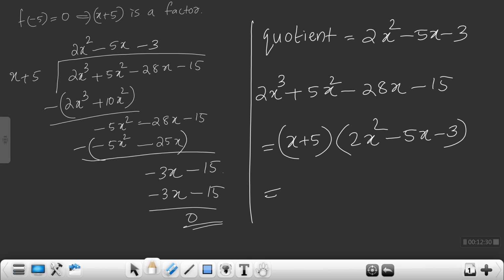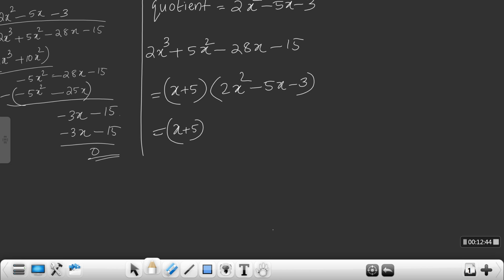Now we want to factorize 2x square minus 5x minus 3. We studied in the 9th class how to factorize this. For that we write x plus 5 into, as you know, for factorizing 2x square minus 5x minus 3, we find two numbers such that their sum is negative 5 and the product is 2 into minus 3, that is negative 6. Clearly, negative 6 and positive 1 are the two numbers. Their sum is negative 5 and the product is negative 6.